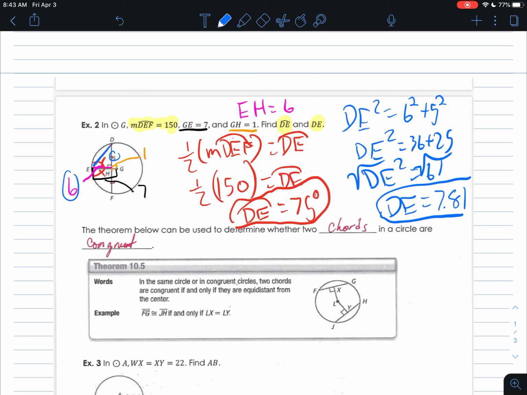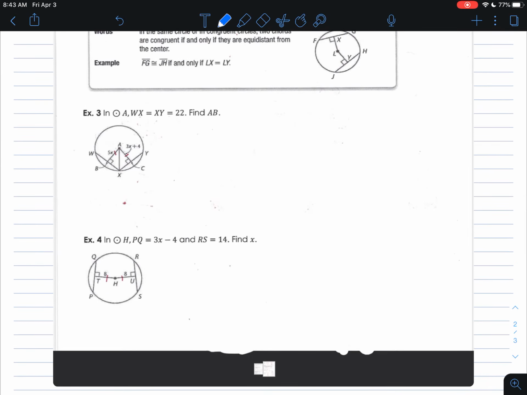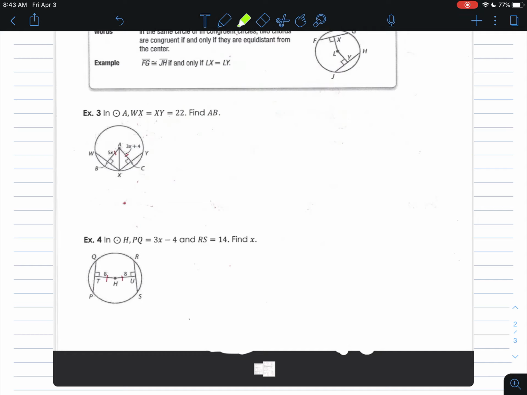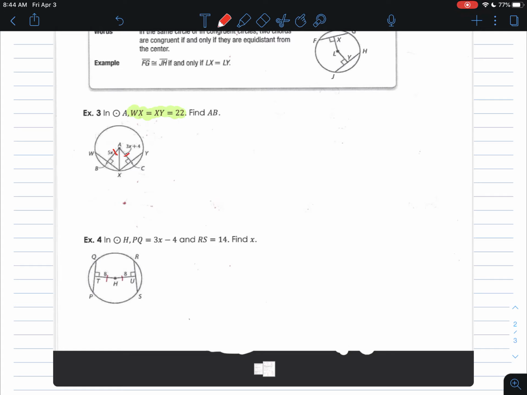Okay, like I said, at first it looks a little confusing, but once you understand the properties, it's so much easier. Okay, so let's take a look at example number 3. Now, since we know this information right here, and the fact that it's 22, we have to understand that these two are congruent, which I've already marked, which makes it pretty easy.